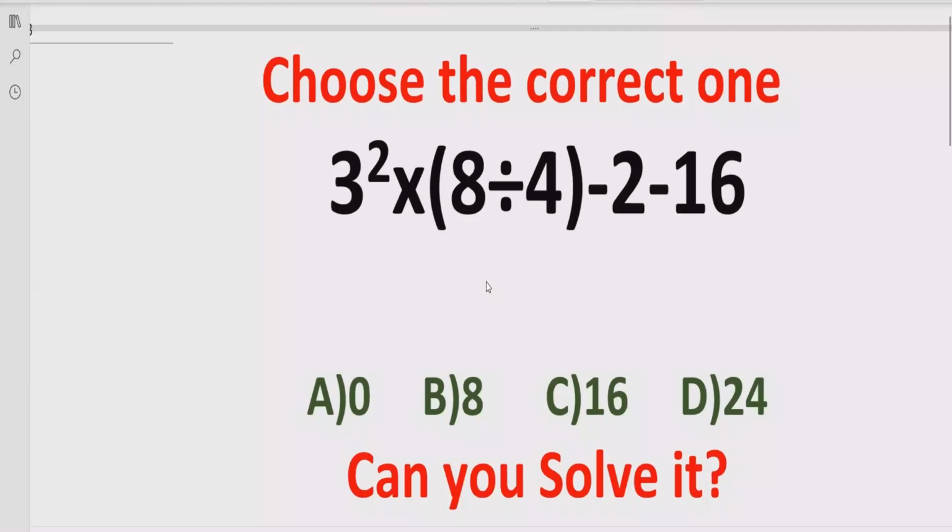Today we will solve another quiz which is related to arithmetic expression. The quiz contains the basic operations minus, multiplication and division. So we have to solve this quiz using PEMDAS and BODMAS method and find out the correct answer. In the answer list we have four answers. A is 0, B is 8, C is 8, D is 24. So let's see after solving it which answer is correct.